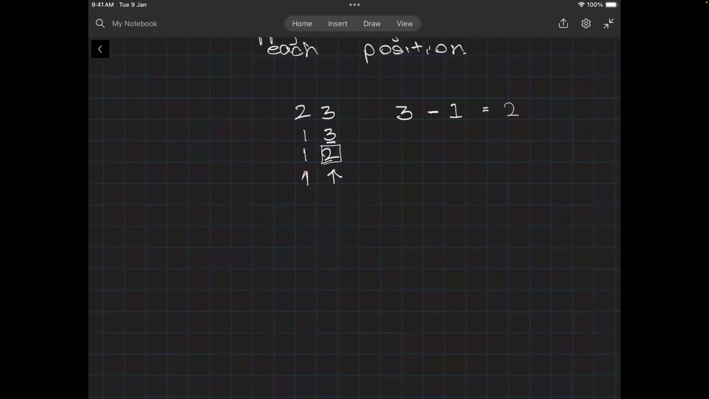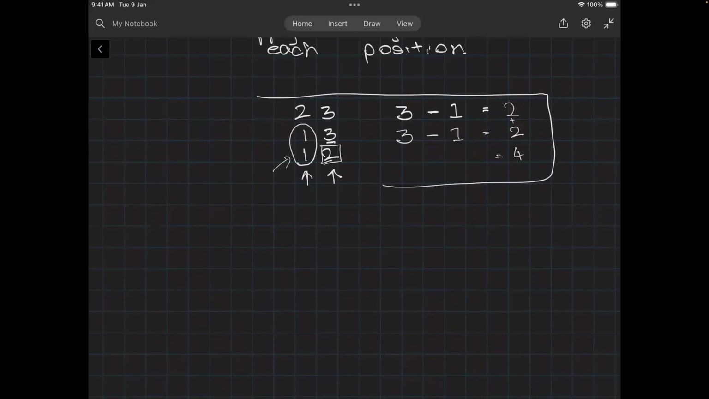Now, if we process for this one, the total number of pairs are 3. And how many pairs with the same digit? Again, here only 1 comma 1 is there, which is 1. So this is 2. What is our final answer? 2 plus 2, which is 4. I hope this is clear, guys.